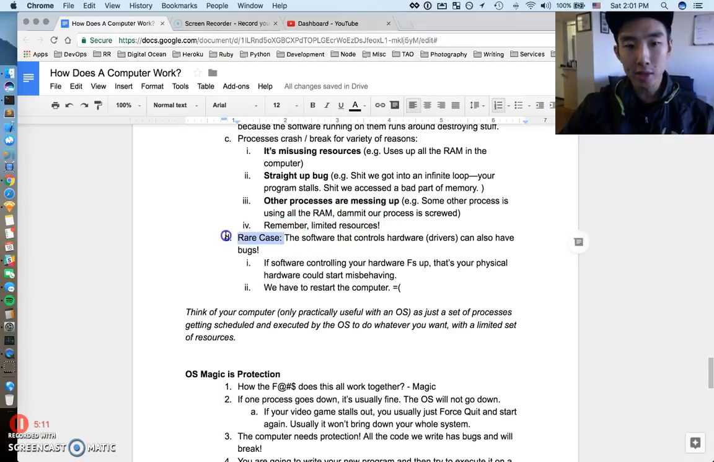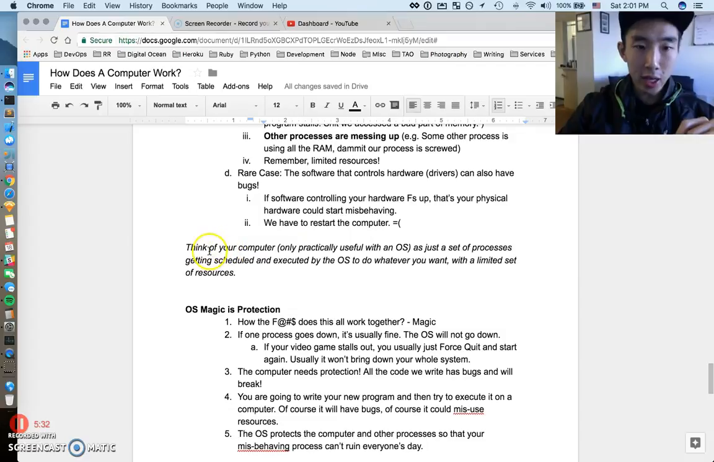And in the rare case, this is a rare case that I just wanted to put out there, the software that controls hardware can also have bugs, right? If the software controlling your hardware messes up, then your physical hardware could be misbehaving, and that's when you really have to restart your computer. So again, think of your computer as just a set of processes getting scheduled by the OS to do whatever you want with a limited set of resources.